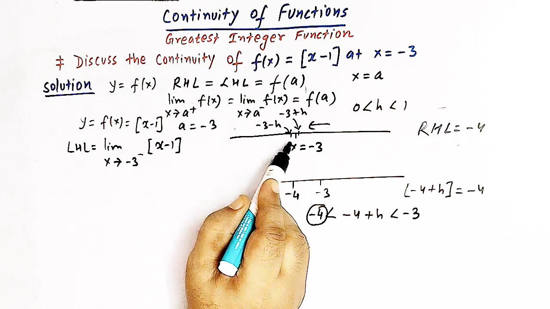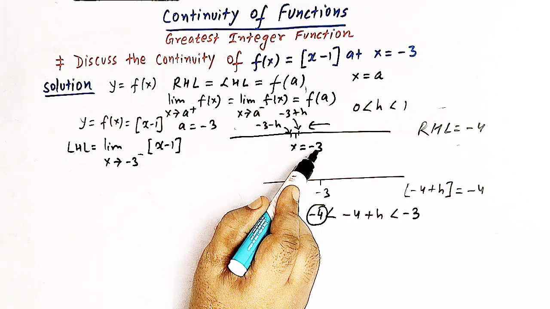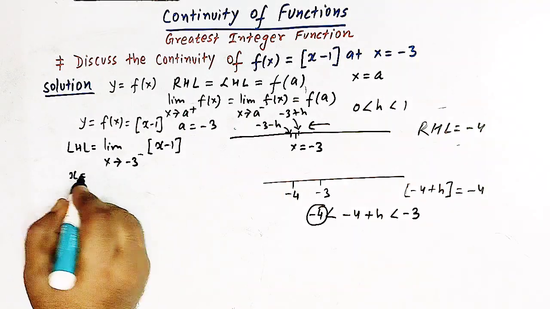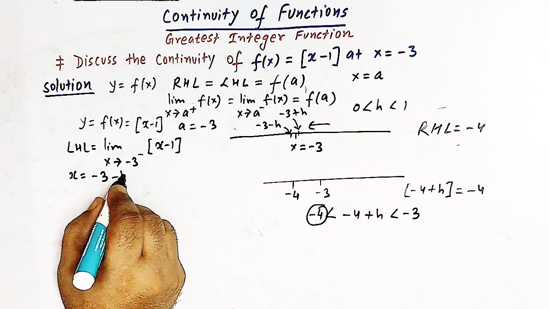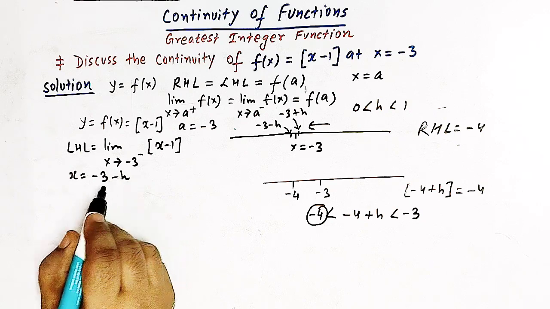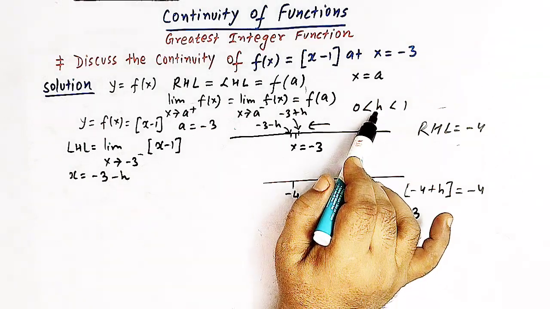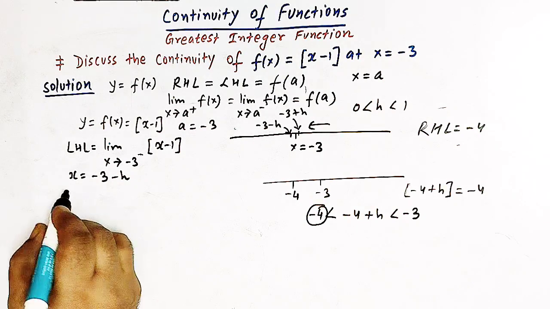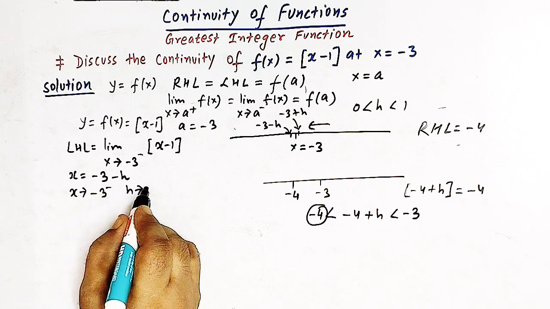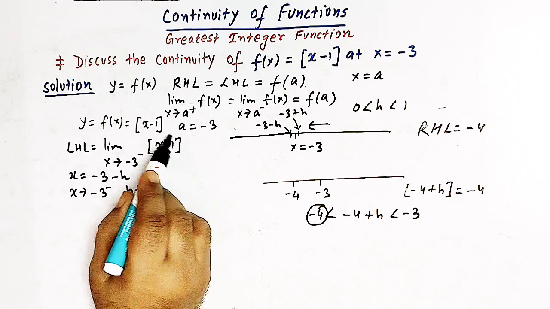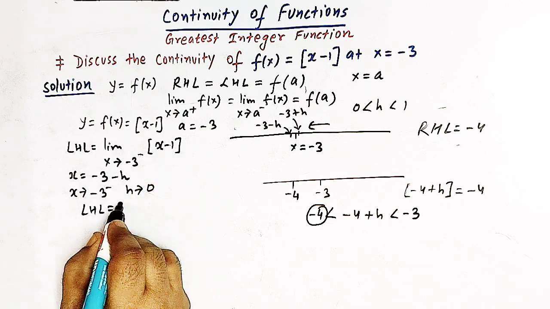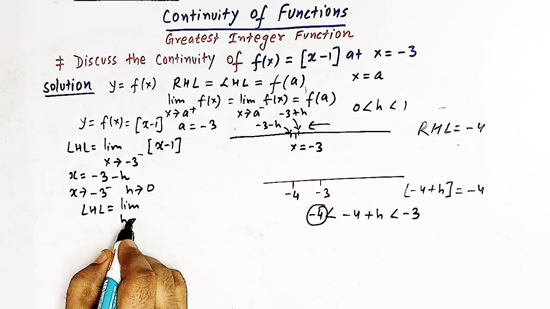So when we approach x is equal to minus 3 from the left of x is equal to minus 3, then we take x is equal to minus 3 minus h, and remember h is a positive quantity and it is infinitesimally very small, and h lies between 0 and 1, right? So when x approaches minus 3, then h approaches 0. So let us now write this limit in terms of h, and we have limit h tends to 0.